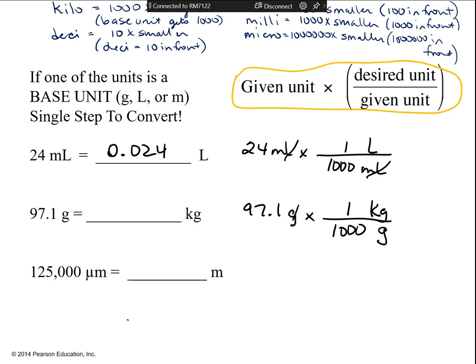So now, again, canceling and canceling. I'm going to take 97.1 and divide it by 1,000. So you get 0.0971.